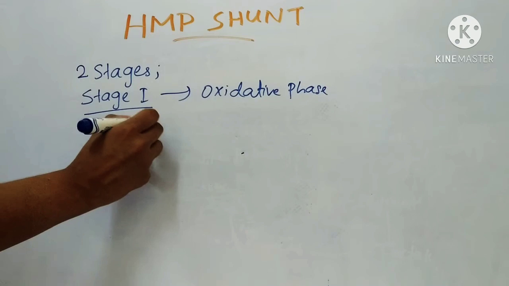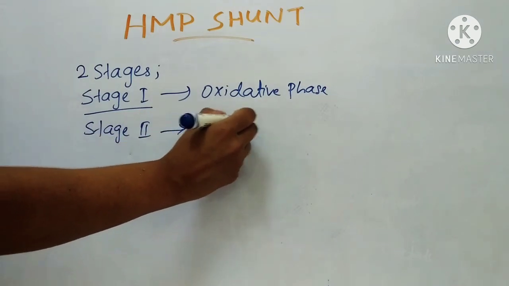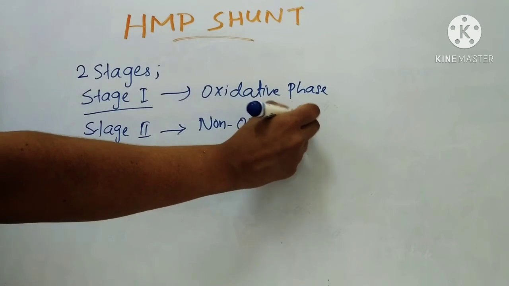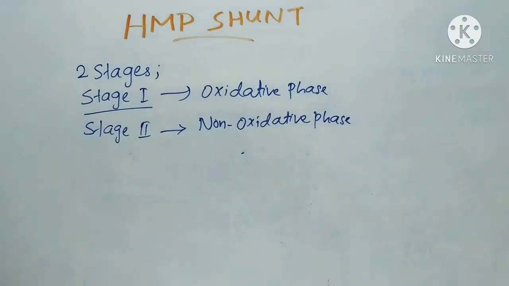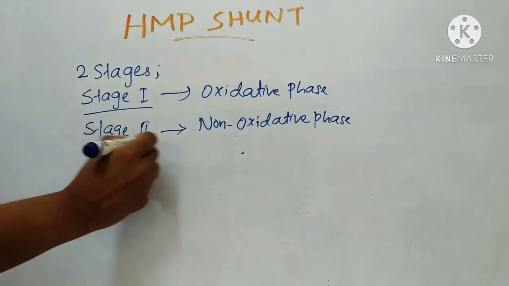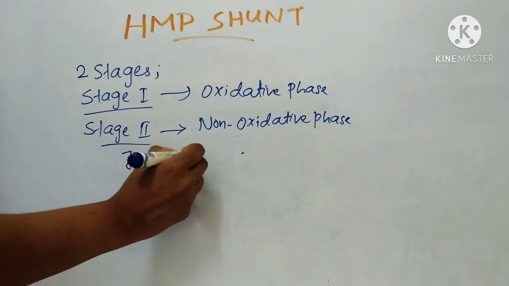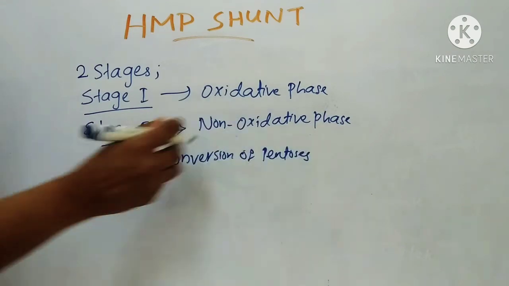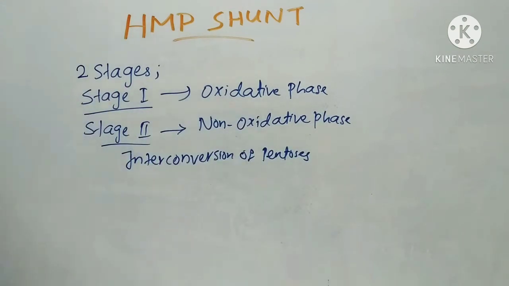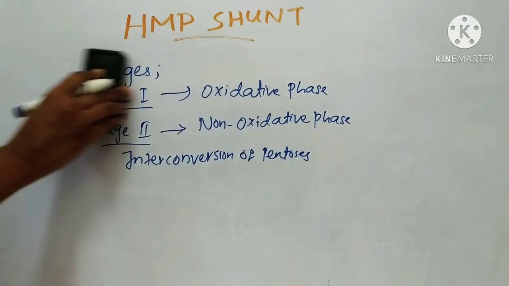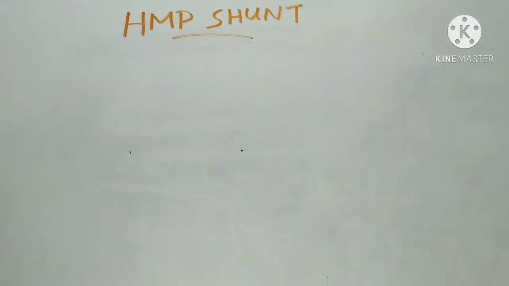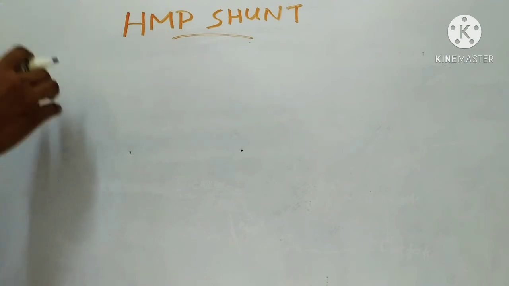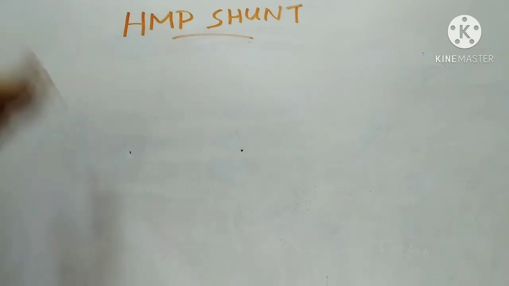Stage 2 is the non-oxidative phase. Here there are pentose phosphate reactions, that is interconversion of pentoses and conversion of pentose phosphate to hexose phosphates. So first we will see stage 1, the oxidative phase. Oxidative phase means oxidation of glucose and formation of pentose phosphates.